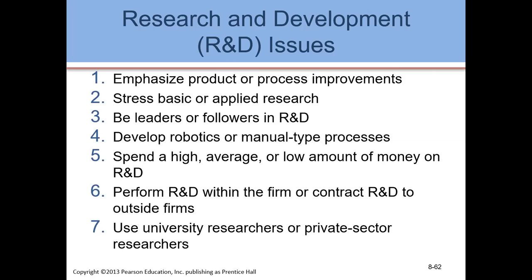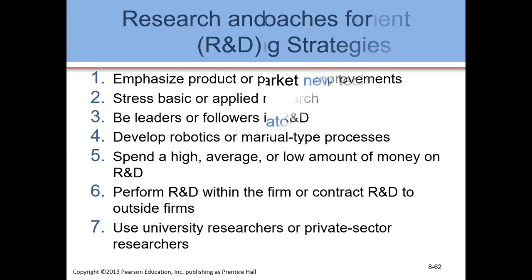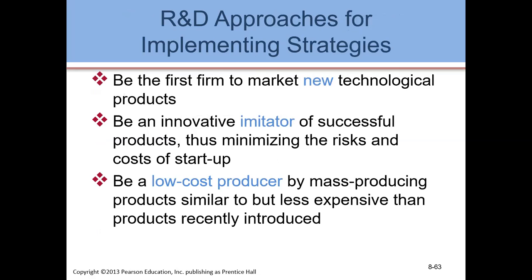So there are so many ways in which research and development is going to enhance the performance of the organization, is going to give us the plans, is going to craft the roadmaps for our development. So R&D approaches for implementing strategies would include, number one, be the first firm to market new technological products. Two, be an innovative imitator of successful products, thus minimizing the risks and costs of startup. Three, be a low-cost producer by mass producing products similar to but less expensive than products recently introduced.